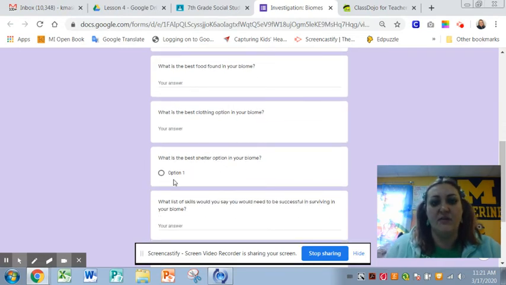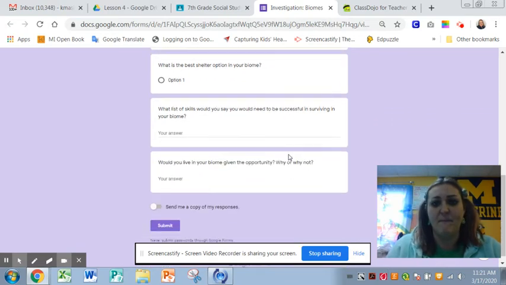Shelter, I will fix that. That should not say option 1. I will fix that. What kind of shelter can you build? What is around that you can make a structure out of to keep yourself safe?